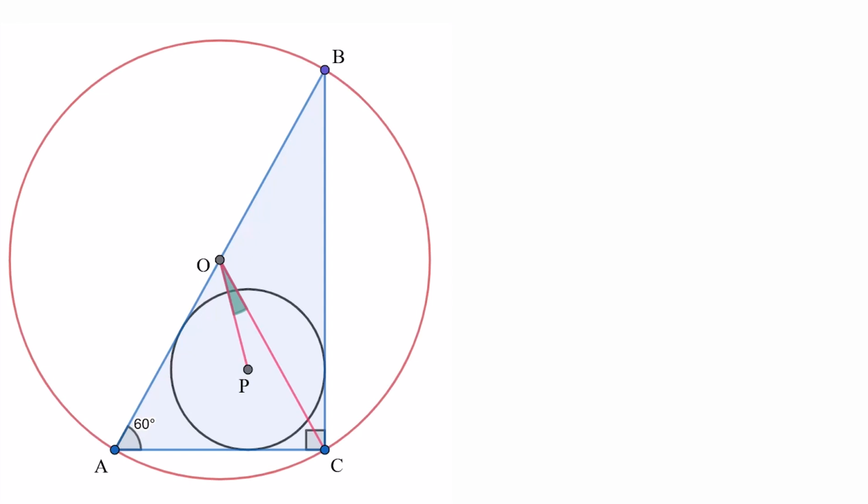Since triangle ABC is right-angled, the midpoint of the hypotenuse is also the center of the circumscribed circle. That means point O is the center of this circle. Therefore, segments AO, OB, and OC are radiuses of the same circle, and consequently, they are equal.